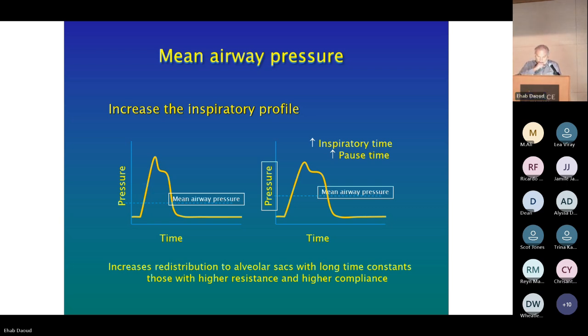Sorry. What about increasing the inspiratory time and pause? Sorry. We're not increasing the inspiratory time and the pause time.